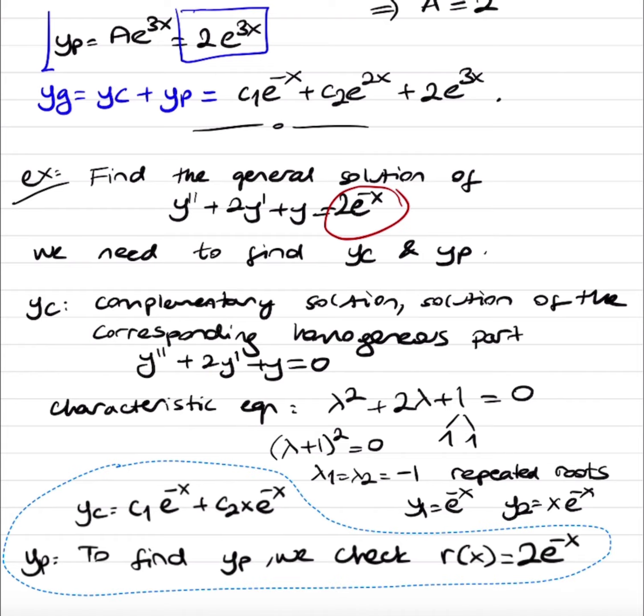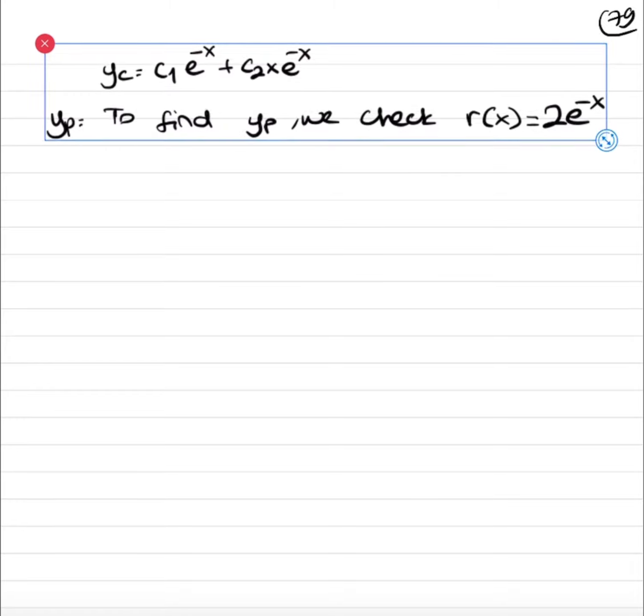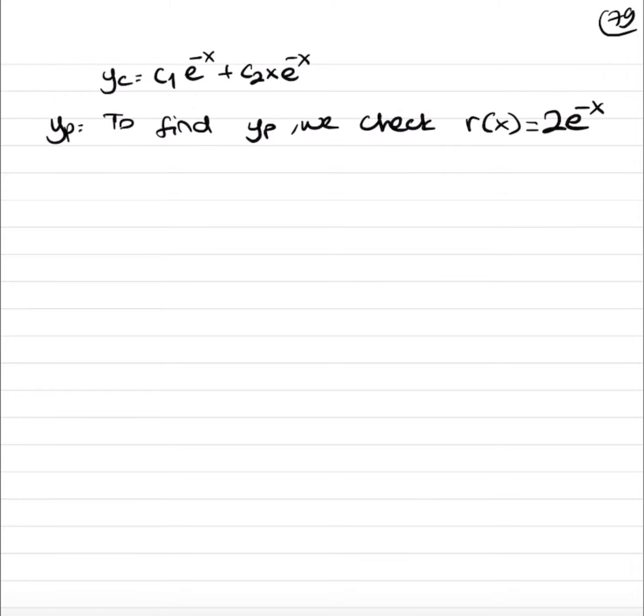In the last example, we guessed that it was going to be a times e to the power 3x. Do you remember? But it was not a part of the complementary solution. This time that kind of guess will not work. So if we guess y particular is a times e to the power minus x, my claim is this will not work.